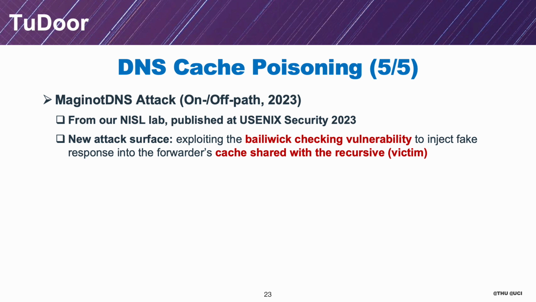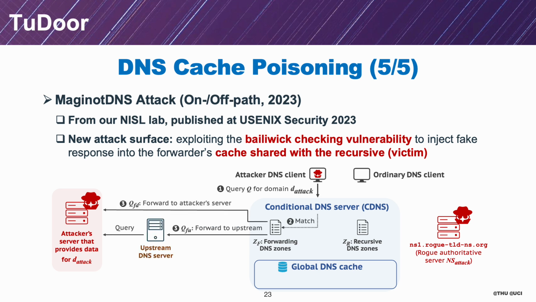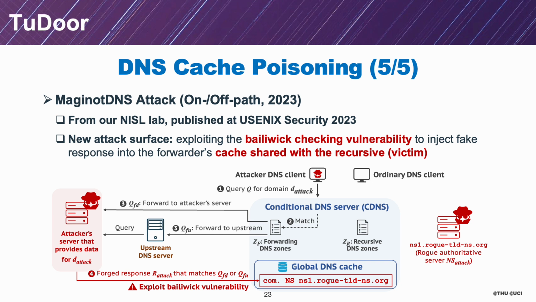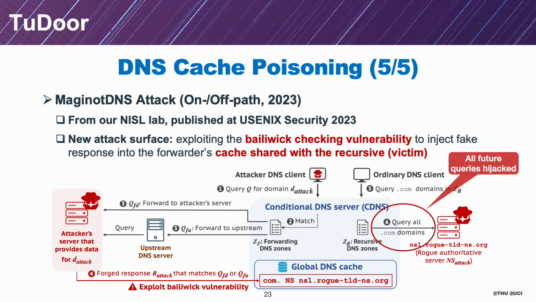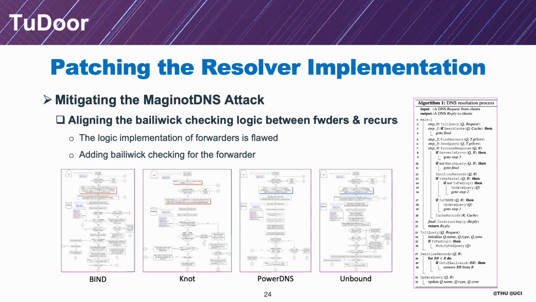So MaginotDNS exploits the bailiwick checking vulnerability to inject the response into the forwarder cache shared with the recursive. So after the target resolver sends a query, the query will be forwarded to the authoritative server or another upstream server. Then the attacker sends forged DNS responses to it before the legitimate response. Then all future queries will be hijacked, including the TLD domains. So to mitigate MaginotDNS, developers should align the bailiwick checking logic for both forwarders and recursives, and add bailiwick checking to the forwarders.